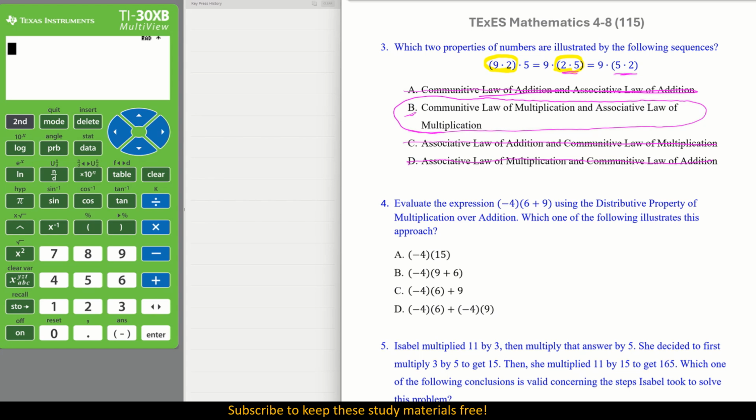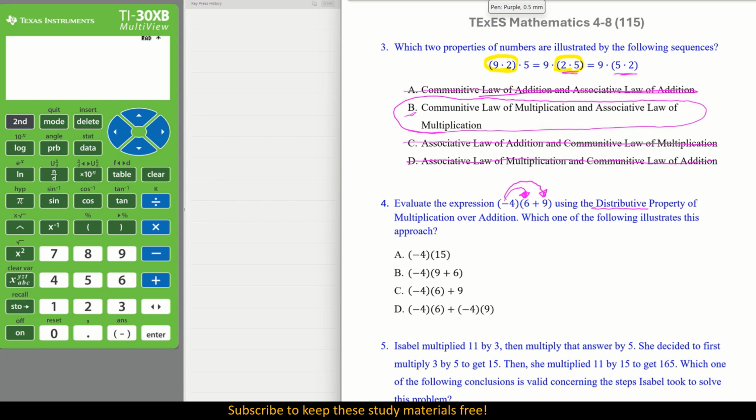Now, a little note, your calculator isn't going to necessarily help you with all these. You have to know the properties and laws. Okay. All right, let's look at number 4. Evaluate the expression -4 times (6 plus 9) using the distributive property. What does this mean? It means instead of just popping it in the calculator or adding 6 plus 9, we're going to multiply -4 to each option and keep the plus.